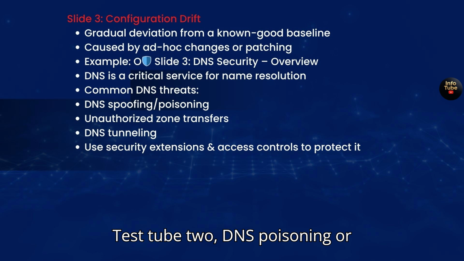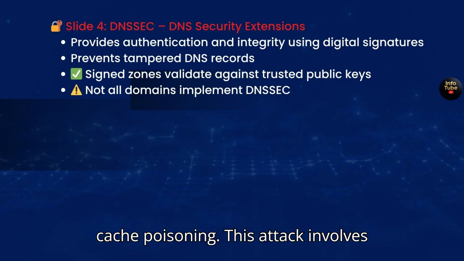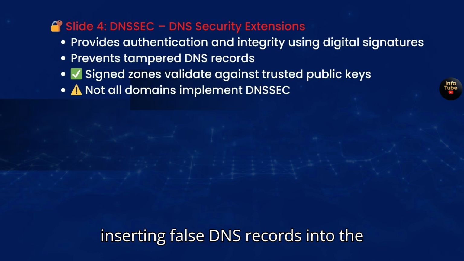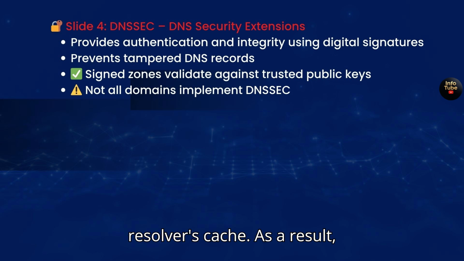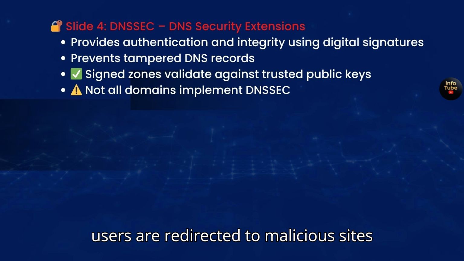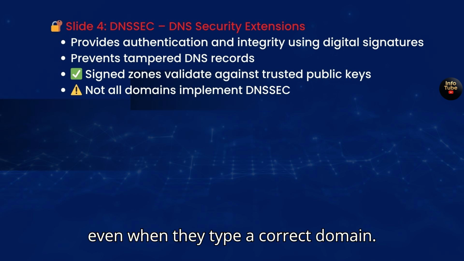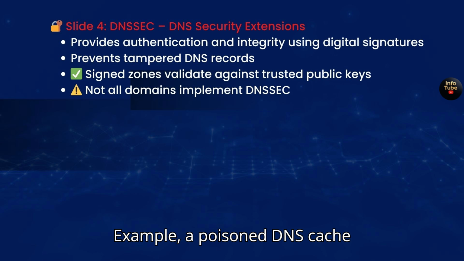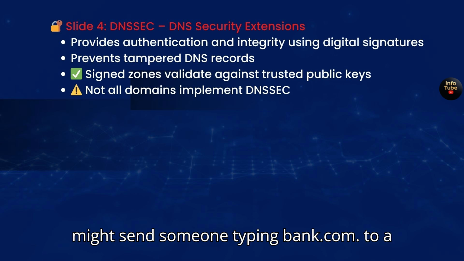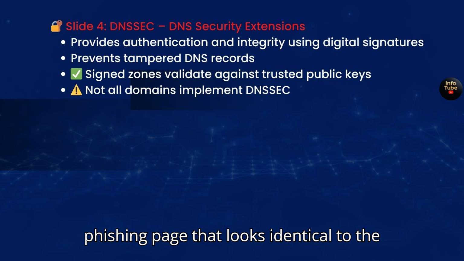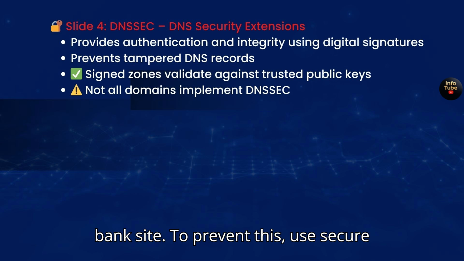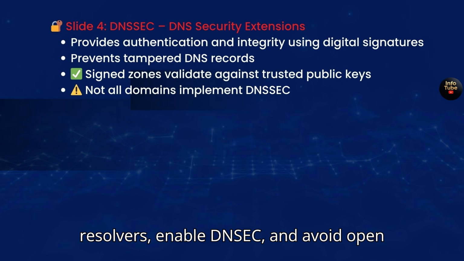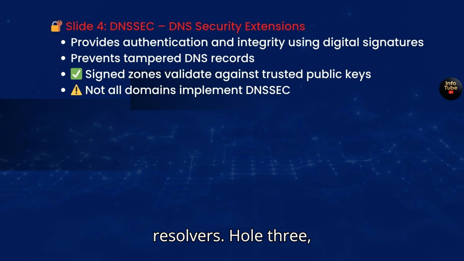Number 2. DNS poisoning or cache poisoning. This attack involves inserting false DNS records into the resolver's cache. As a result, users are redirected to malicious sites even when they type a correct domain. Example: a poisoned DNS cache might send someone typing bank.com to a phishing page that looks identical to the bank site. To prevent this, use secure resolvers, enable DNSSEC, and avoid open resolvers.